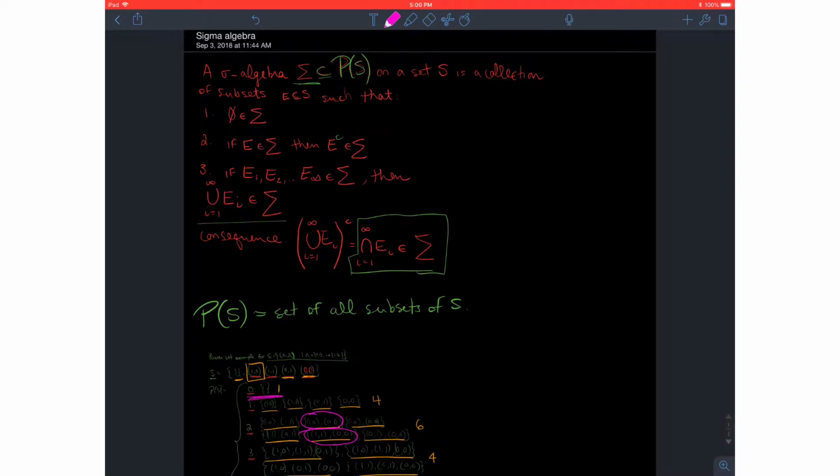Hello people, in this video I'm going to talk about a sigma algebra. The idea behind the sigma algebra is that you want a space within which you can define the events. Because usually when you have an experiment and you're trying to calculate probabilities about it, you have this set of outcomes.